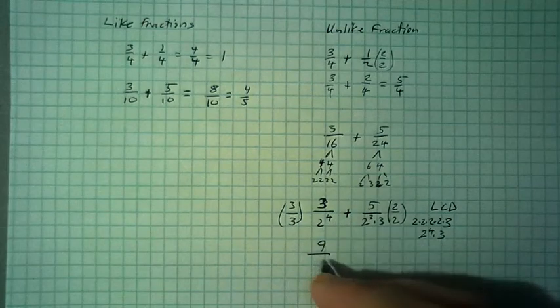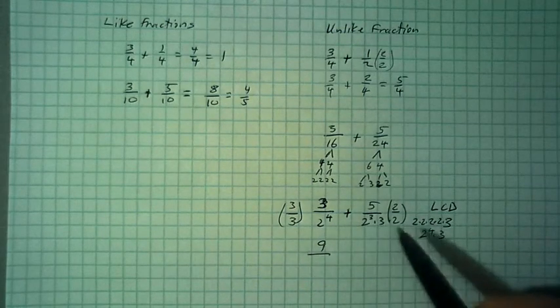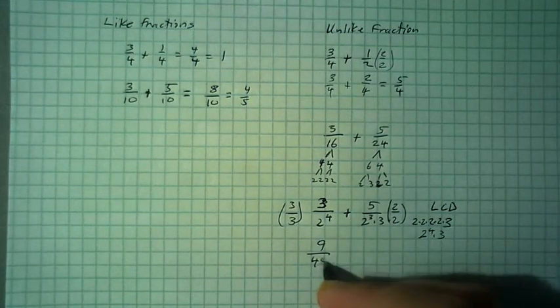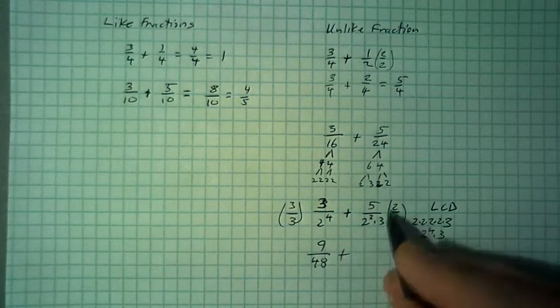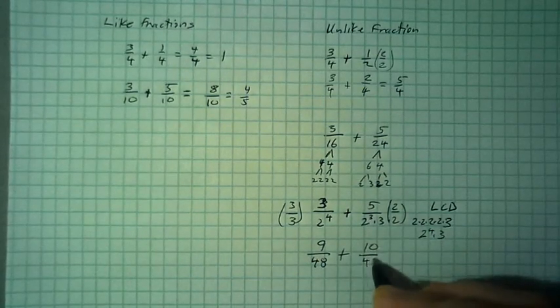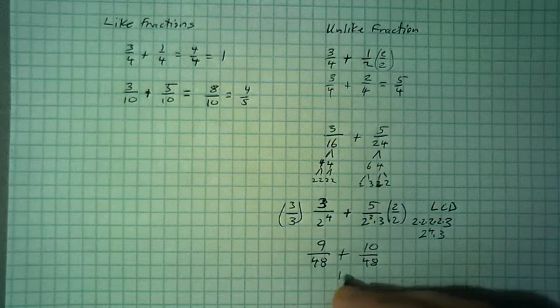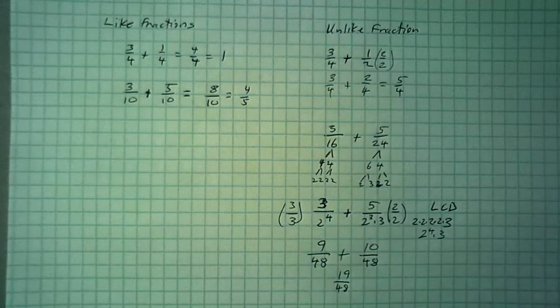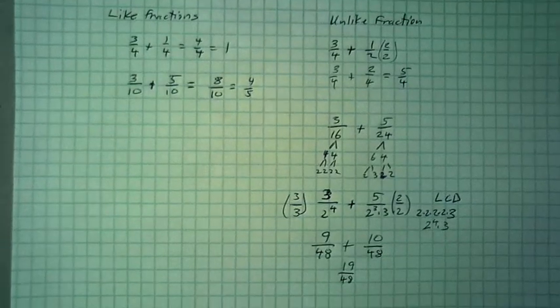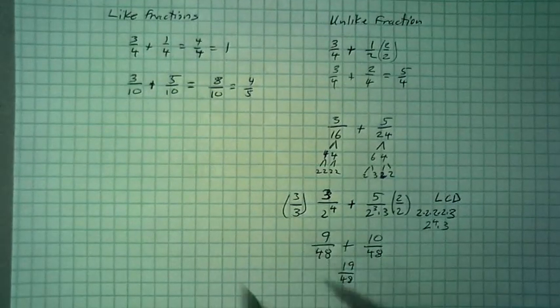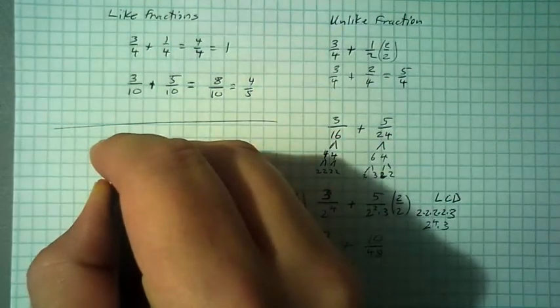I have here 9 over, let's see, 2 to the 4th times 3 is actually 48. And 5 times 2 is 10. That's also over 48. So I have 19 over 48. There it is with numbers, hopefully at least a little bit familiar. So let's do this process again with variables.